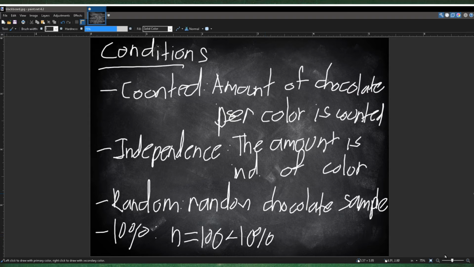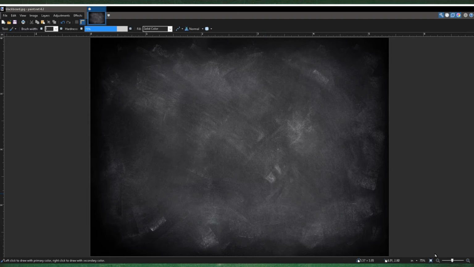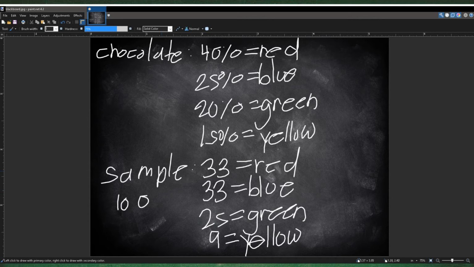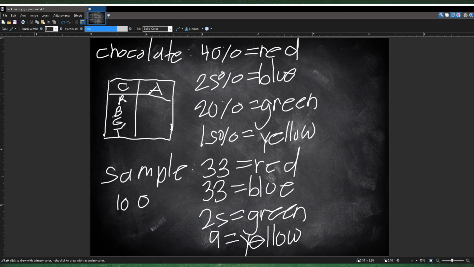And let's get this out. Now we actually have to do the chart. So going back to our thing, we have to do the expected frequency table. So this is what will be our expected frequency condition. We have the chocolate color and basically the amount. So we have red, blue, green, and yellow. Remember our sample size is 100.